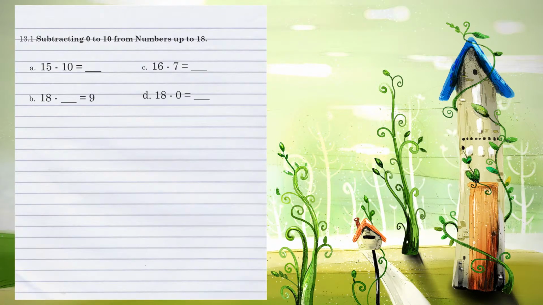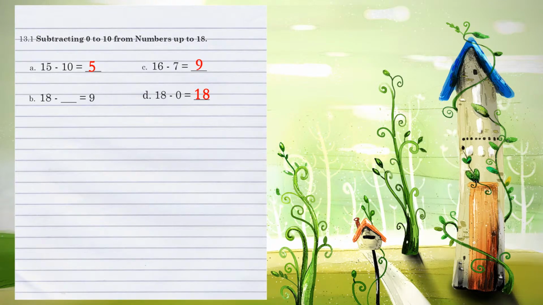So we're going to start off with the ones position. What is 5 minus 0? That is 5. Then if we look at the tens position, we have 1 minus 1, which is 0, so we don't have to write that 0 down in the tens position, so we have an answer of 5.